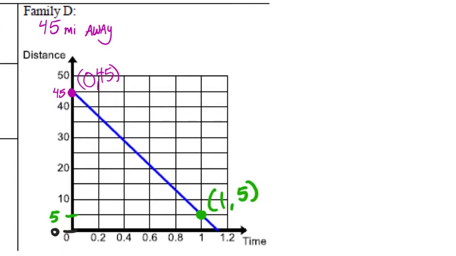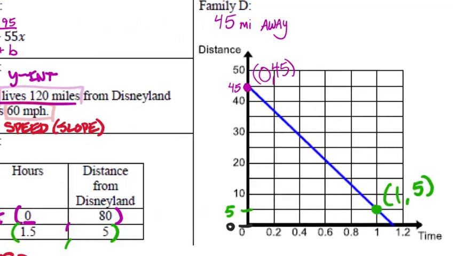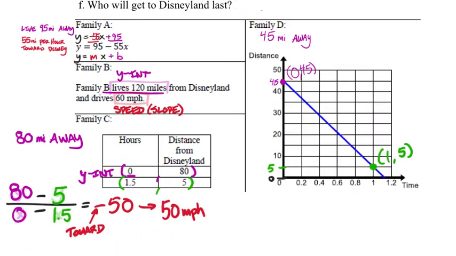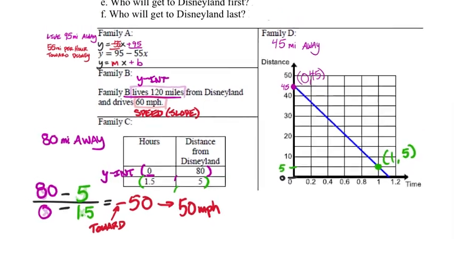And we can interpret this, right? With (1, 5), we can see that x is represented by time, so that'd be hours, and then 5 here would be miles. So after 1 hour of travel, family D is 5 miles away. That's pretty close, but again, with traffic, maybe that's not so close. But let's compare these, all right? So let's come back.